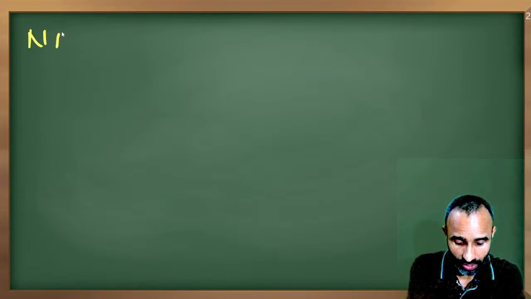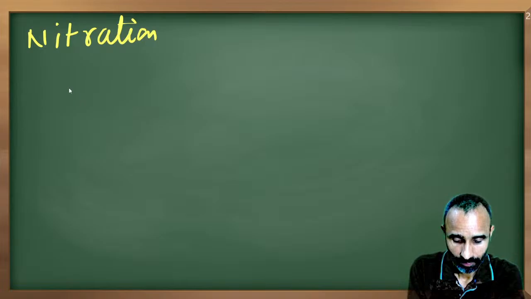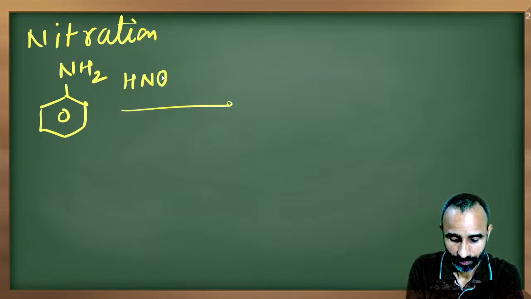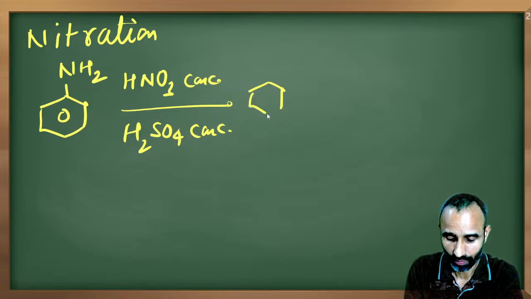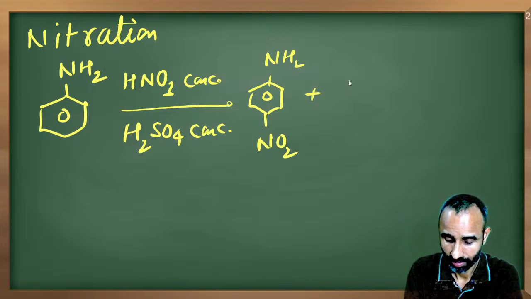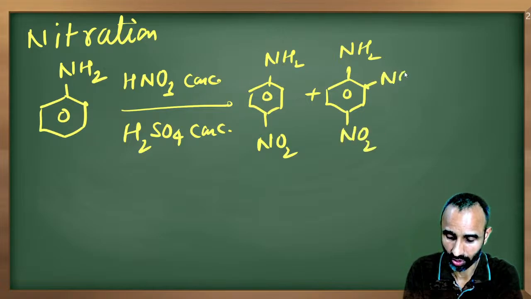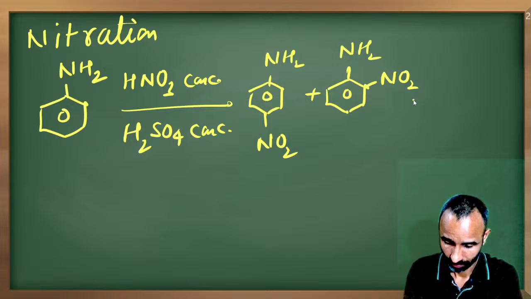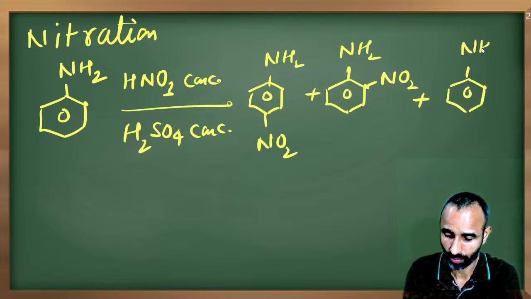Next is nitration. So when aniline undergoes nitration in the presence of concentrated HNO3 and concentrated H2SO4, we get 3 products: paranitroaniline, orthonitroaniline. You know, these 2 products are the expected products, and there is a meta product as well.